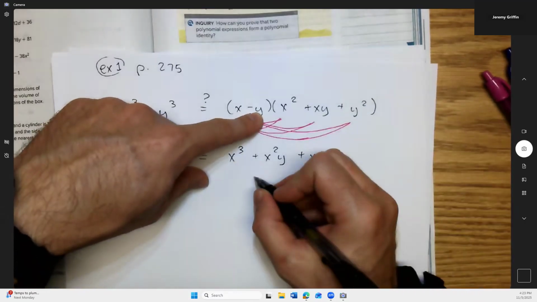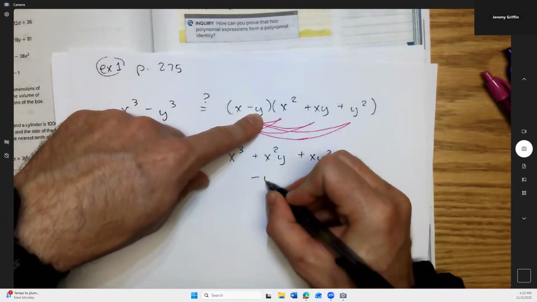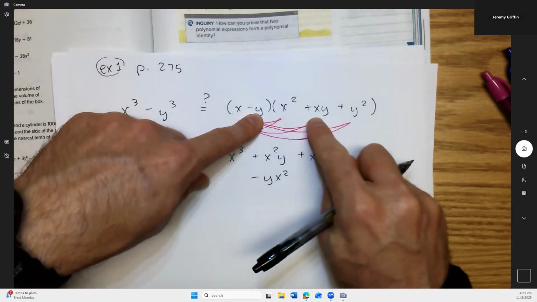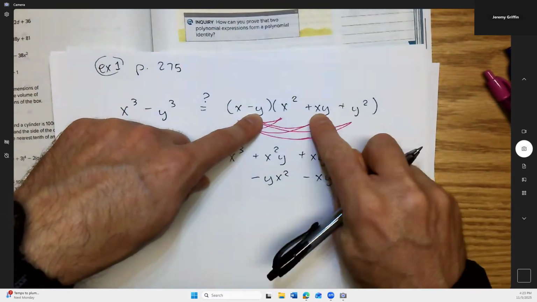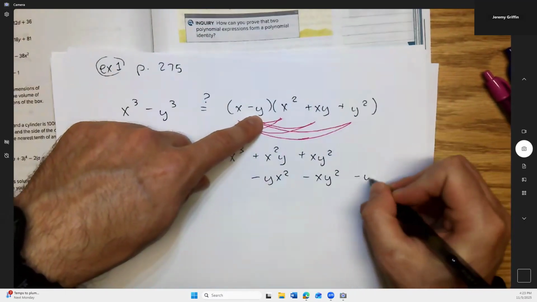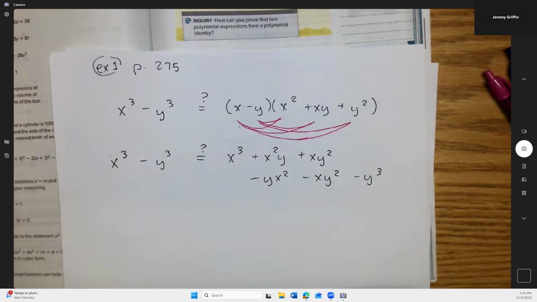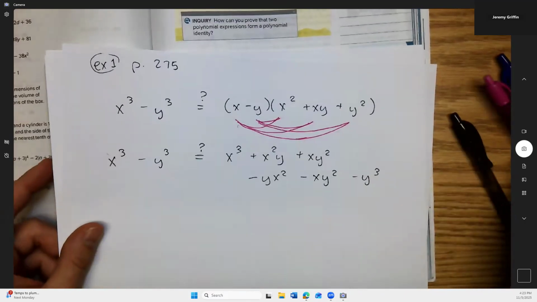So negative y x squared. Well, maybe it's not here. I think I'm running out of room on the paper. Minus y x squared. Okay. And then minus xy squared. And then minus y to the power of 3. All right, so that looks like that. Okay, so now what?